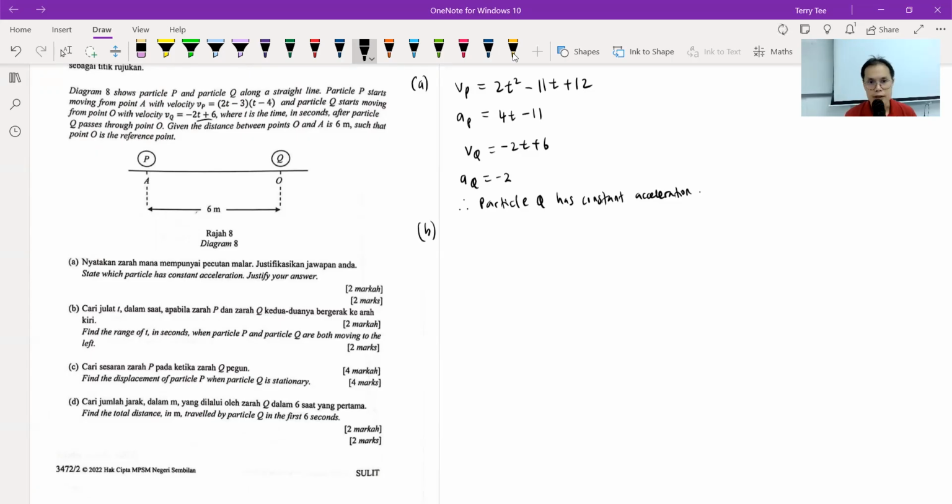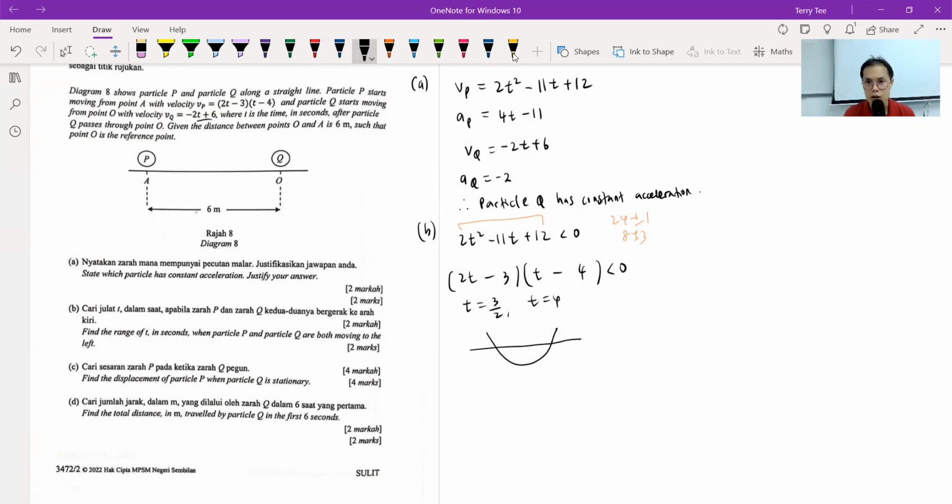Find the range in t when particle P and Q are both moving to the left. Okay, P is moving to the left when the velocity function is less than 0. So this one we can actually factorize them. 2 times 12 is 24. Factor of 24, which one gives us 11? 8 and 3. 8 plus 3 gives us 11. So I will need to put 4 here to get 8, 3 here. So both minus. My t is 3 over 2 or 4.